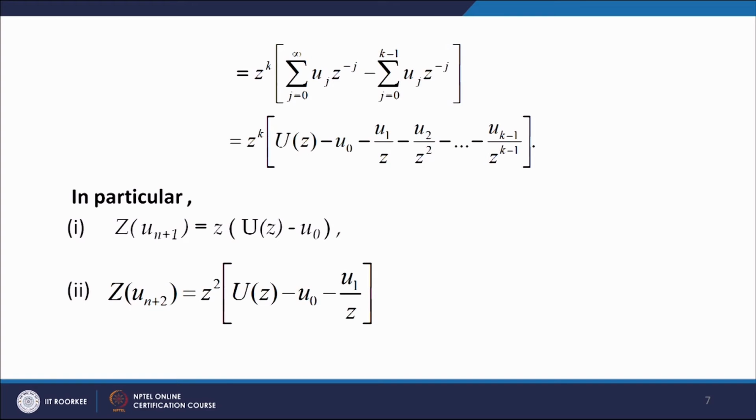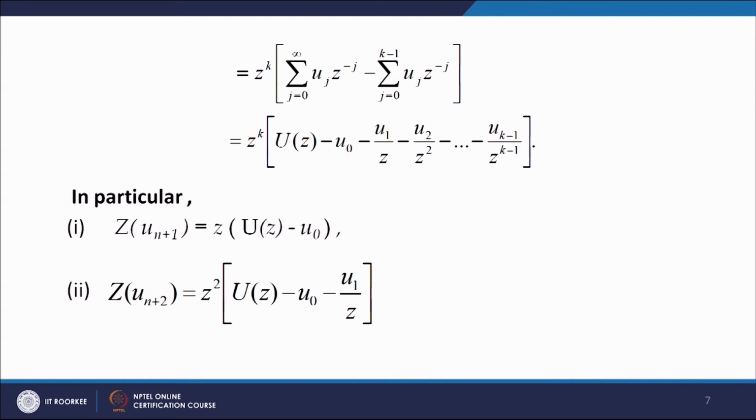So, z to the power k U(z), and minus you can write the terms of this sum. So, j equal to 0 means u_0, j equal to 1 means u_1 by z, and j equal to 2 means u_2 by z square, and so on, minus u_{k-1} over z to the power k minus 1. So, this is shifting of the sequence u_n to the left.